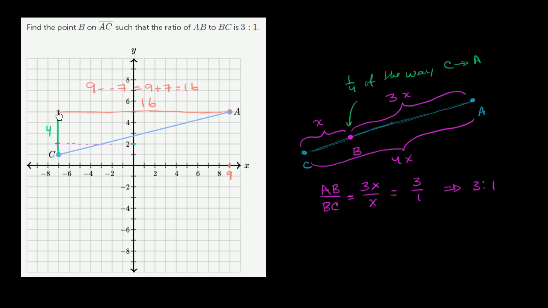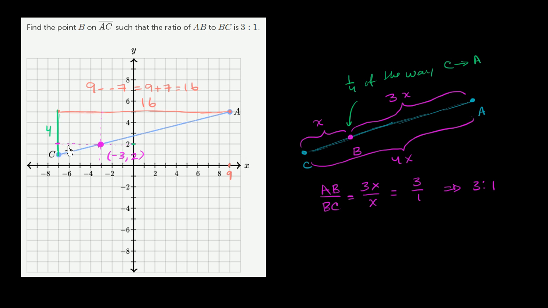And if we go 1/4 in the horizontal direction, 1/4 of 16 is 4. So we go 1, 2, 3, 4. So we end up right over here. Our x is -3. So we end up at that point right over there. This is the point -3, 2.